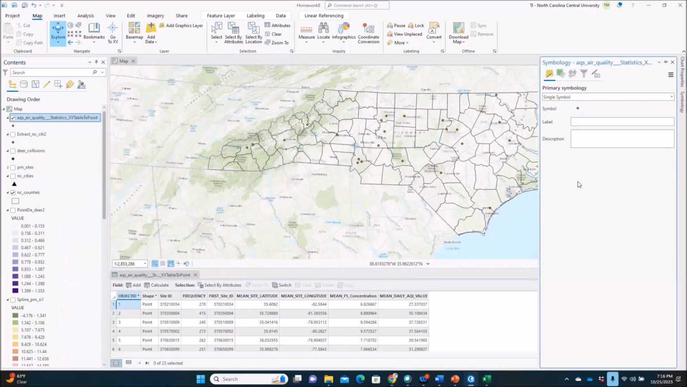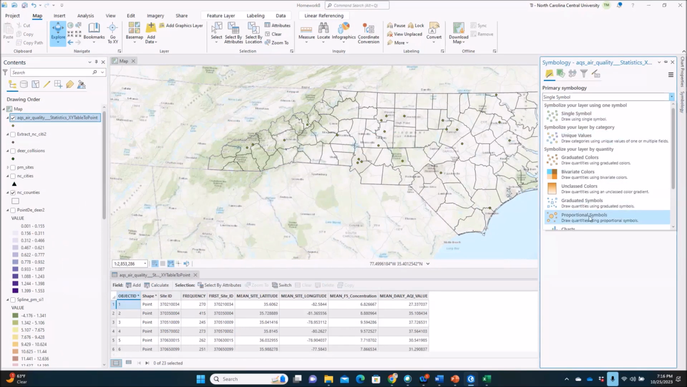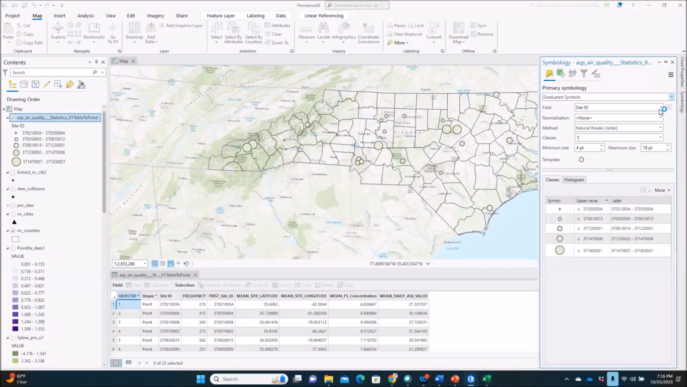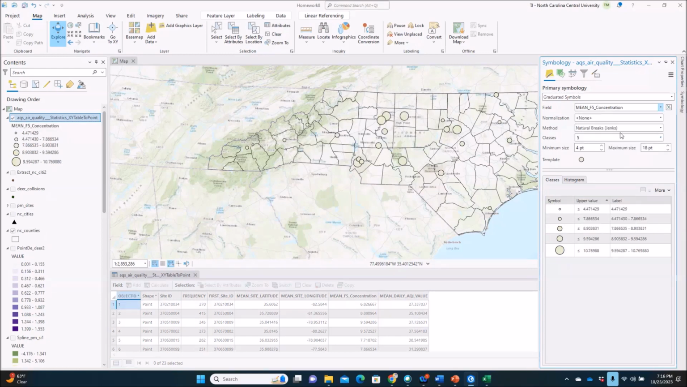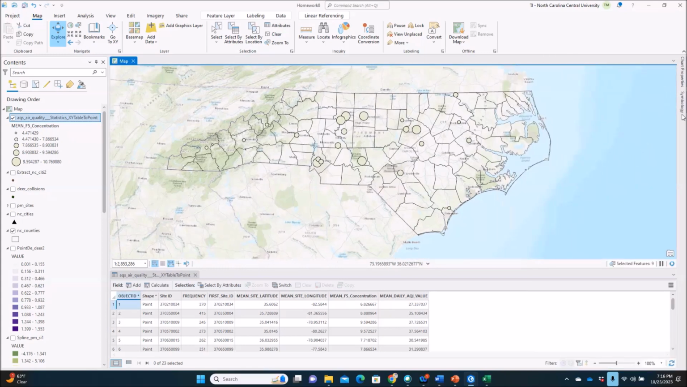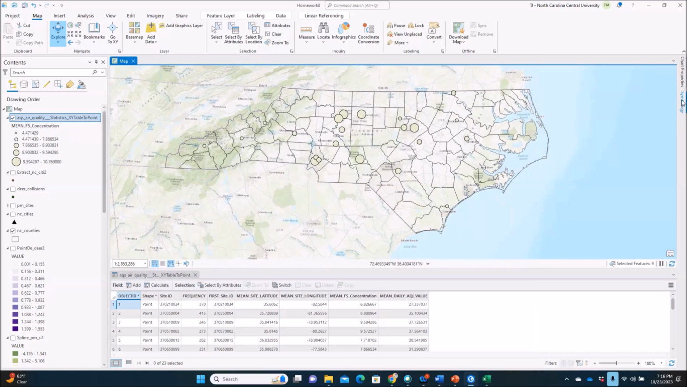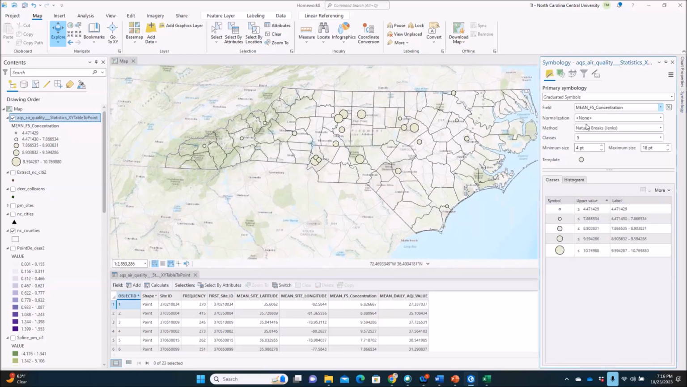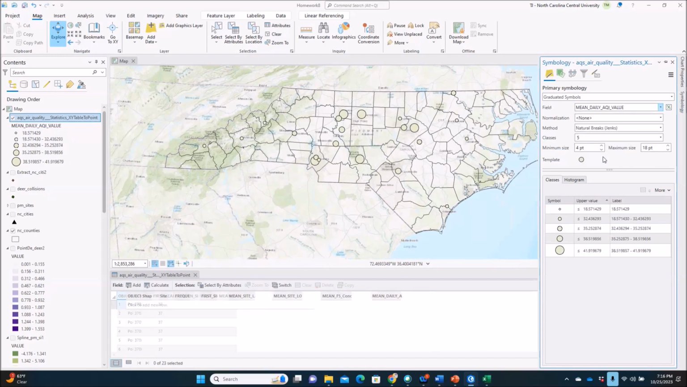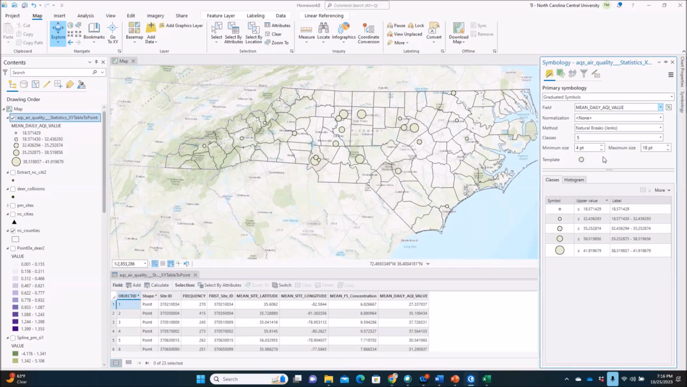I can go to my symbology. Let me look at my graduated symbols under this PM 2.5 concentration. There it is. This particularly is my PM value. Look at my air quality indexes. There it is right there.